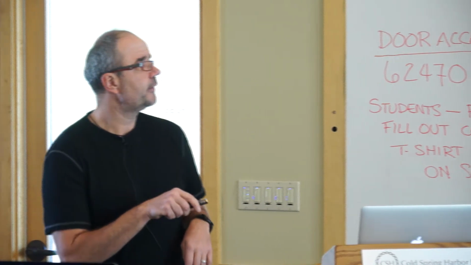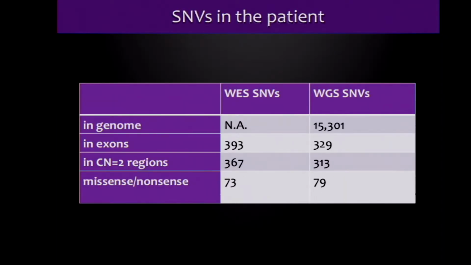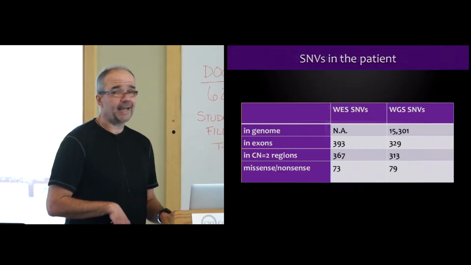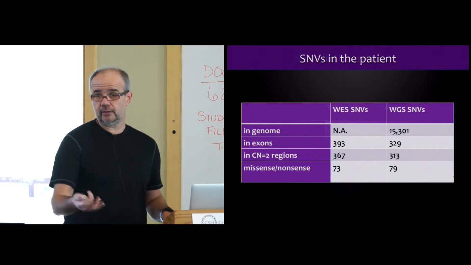So in this particular case, this is an example that meshes with what I just said: about 15,000 point variants in this individual, about 300-400 in the exome, and about 80 missense variants in a patient like this. So this is the lay of the land. The first point I'm trying to make is how we can go about trying to improve the sensitivity of detecting these variants.